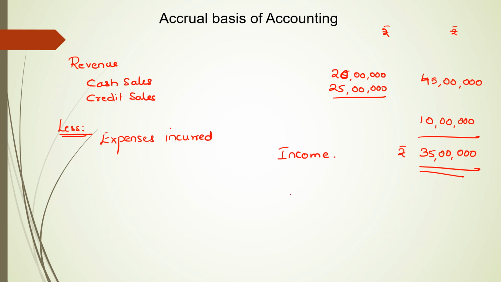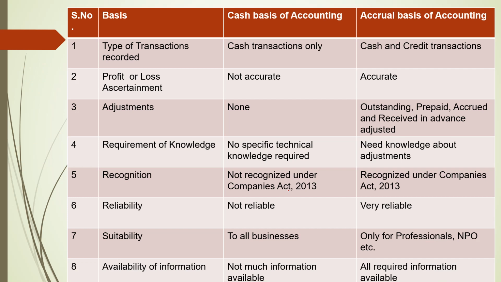Now to understand, we'll summarize it with a table. We'll understand the distinction between cash basis and accrual basis of accounting so that we understand these two terms clearly and how the two bases of accounting are different from one another. So let us start. First is, what are the types of transactions which are recorded?